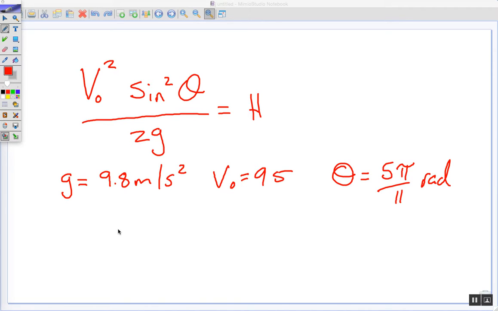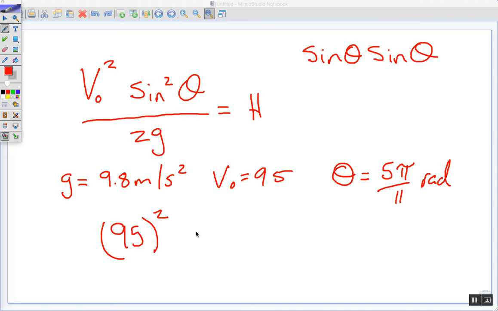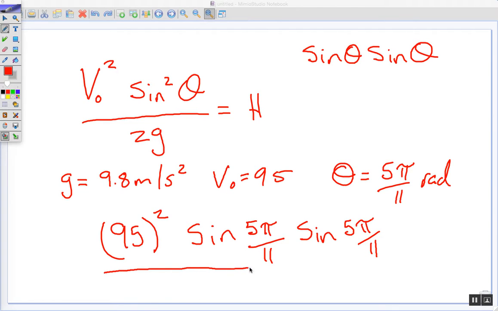So you're going to plug in 95 for v sub 0, so that's 95 squared. Sine squared theta, that's just another way to write sine of theta times sine of theta. So I'm going to write it like that. So we're going to have sine of 5 pi over 11 times the sine of 5 pi over 11. And all of that is divided by 2 times 9.8.